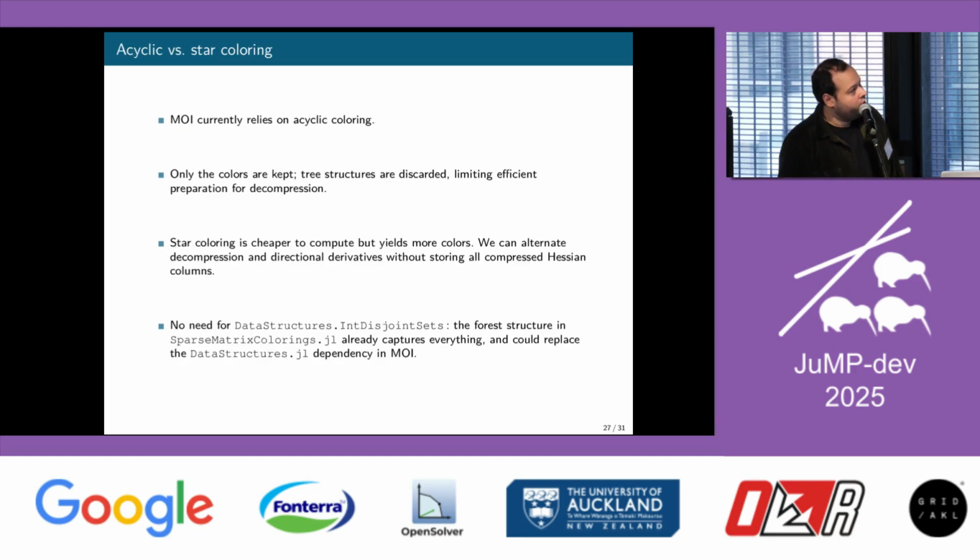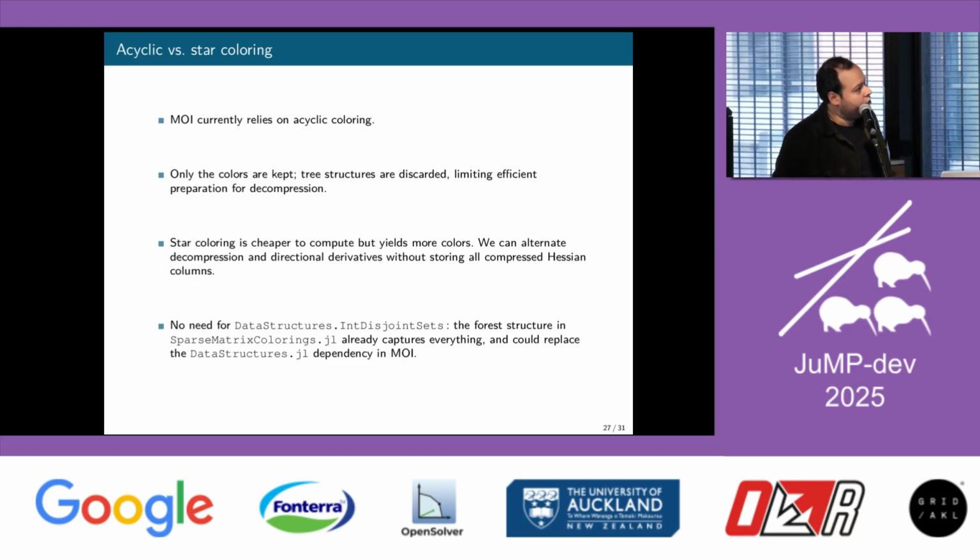Something else that could also be improved in JuMP is that right now we only have acyclic coloring, but as I explained before, we have another symmetric coloring called the star coloring. The star coloring can, in practice, give more colors, so it requires more AD passes to recover all the non-zeros, but it still has the advantage of not needing to store the whole compressed Hessian. Whenever we have a large problem and we need to store a lot of compressed columns, it can blow up our memory, and in the end we cannot store it. With the star coloring, we can do the directional derivatives one by one and do the decompression. So it will require way less memory, and it can be, as I said, relevant for very large problems.